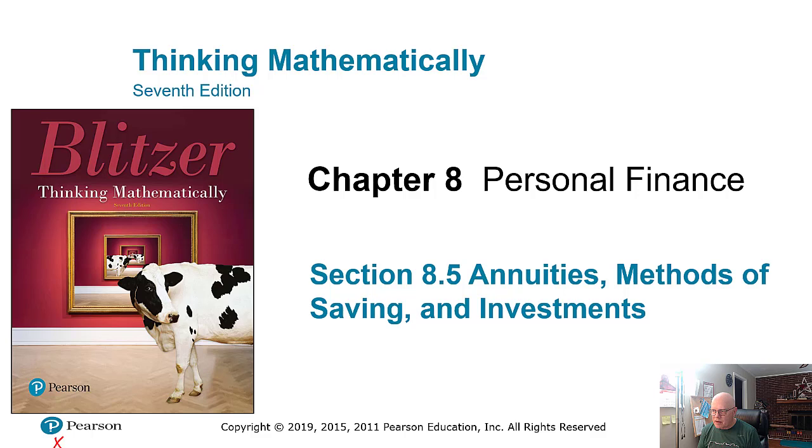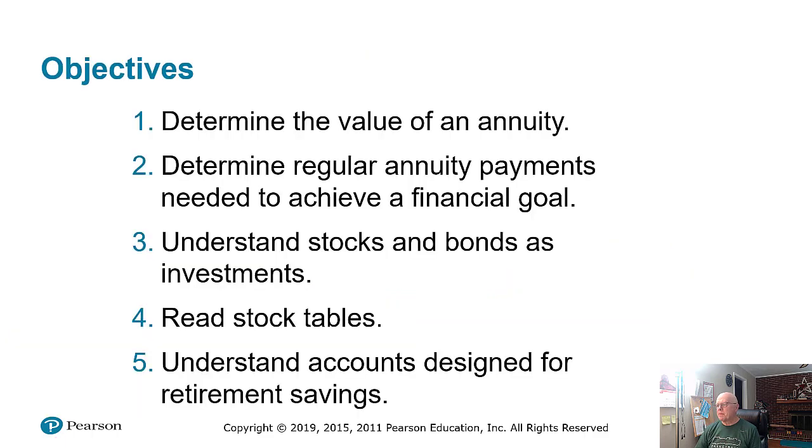Chapter 8, Section 5. We're going to talk about annuities, saving, investments. All those things go together. The most important thing is to start early and start smart. Here are some of the objectives we're going to try to accomplish. Finding the value of an annuity.